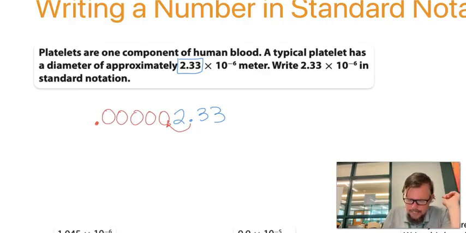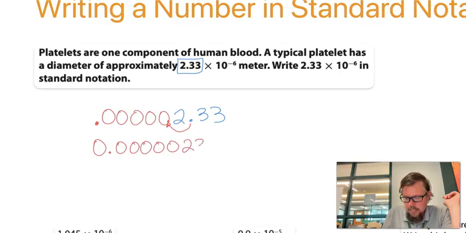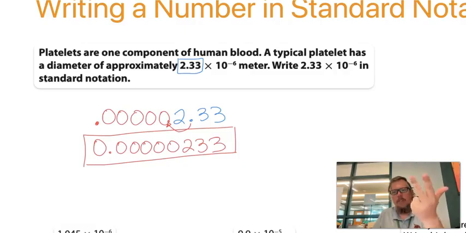And it's good math practice to put a leading 0 in front of the decimal. And so this is what we would actually write for our final answer: 0.000000233. Okay, negative sixth power means after the decimal you have 5 zeros and then 233.